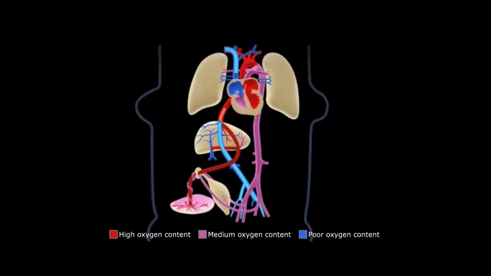This animation demonstrates the flow of high, medium, and low oxygen blood through the body of the embryo, including the fetal shunts.